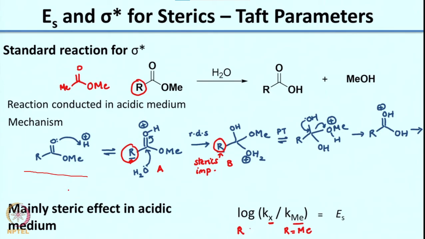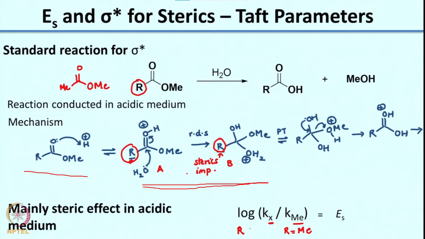Now here you can see in the rate determining step, in steps A and B, the charge on both sides is equal. Positive charge is here, and here also positive charge is there. That means this is a reaction condition where it is not affected by the charged species, right? Charge is not affected here.